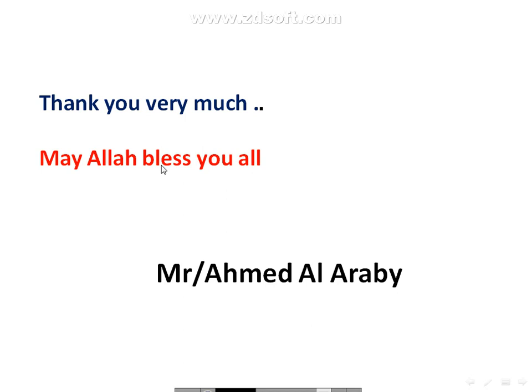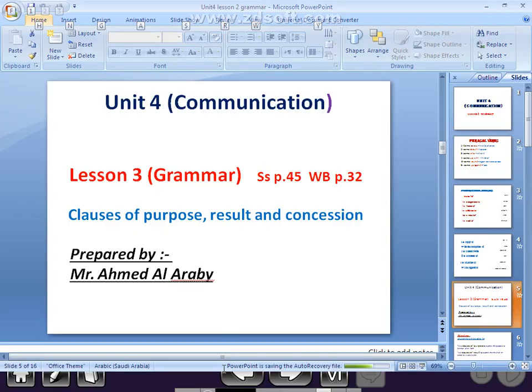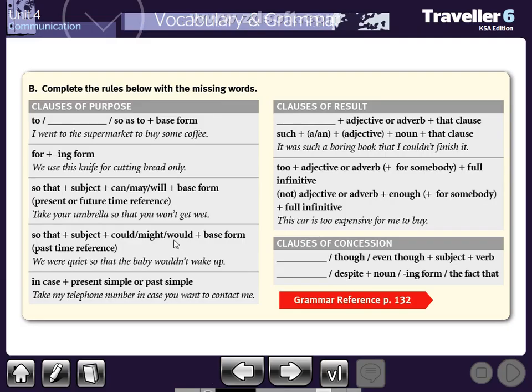Now, let's turn to your student's book. Complete the rules below with the missing word. Clause of purpose: we use to or, yes, great job, in order to, or so as to, plus the base form. I went to the supermarket to buy some coffee. We can also use for plus ing form. We use this knife for cutting bread only.